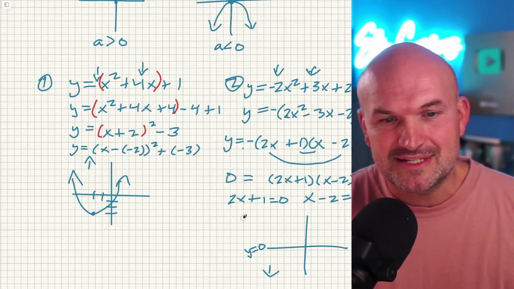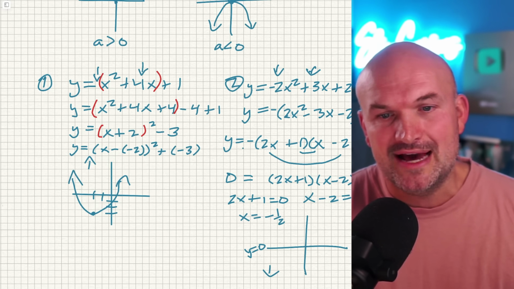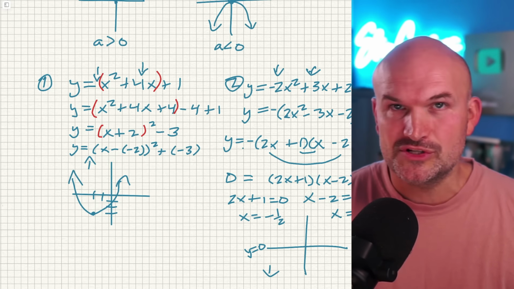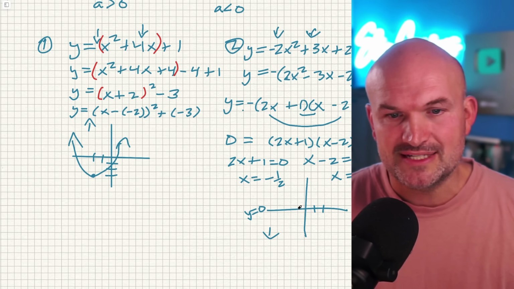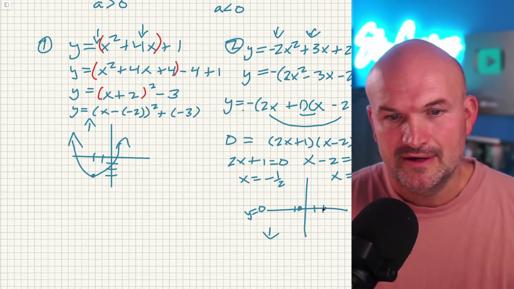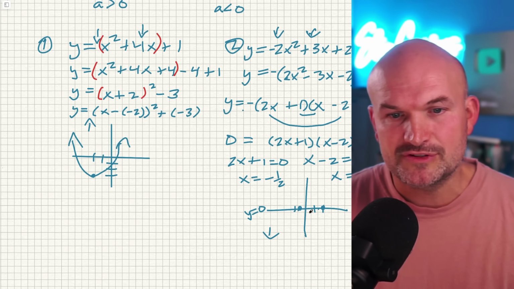So go ahead and solve them for x here. I get x equals negative 1/2 and x equals 2. So now I can go to positive 2 and to negative 1/2. And then I know that's where the graph is going to cross. I know it has to open down. So it's going to look something like that.